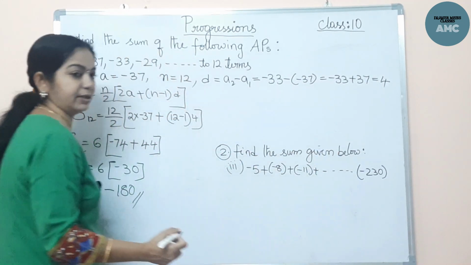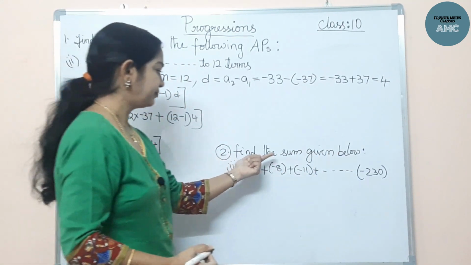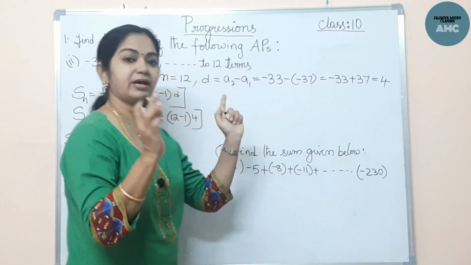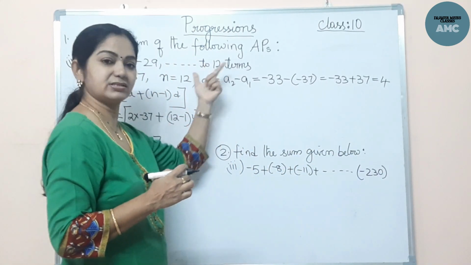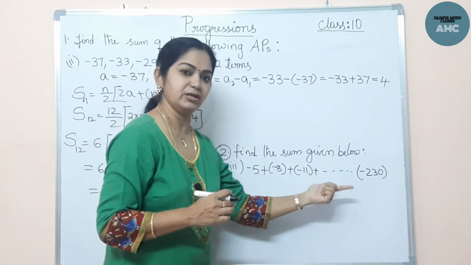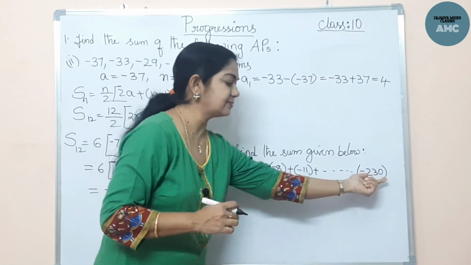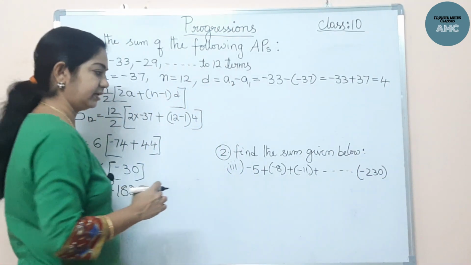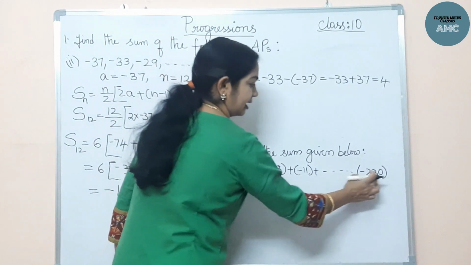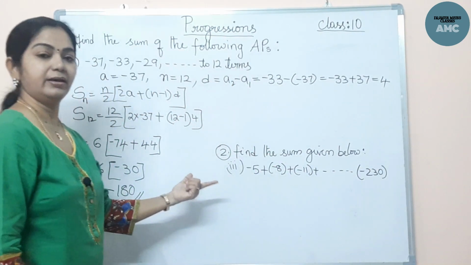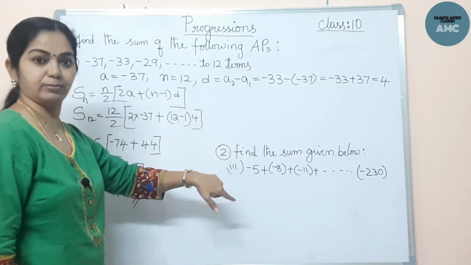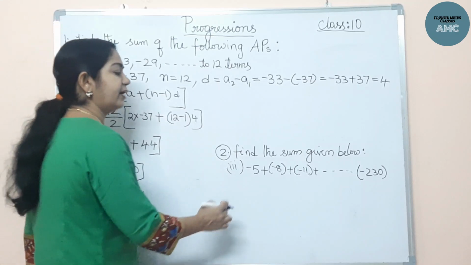Find the sum given below. Here it is not given how many terms we have to add. For the first one, 12 terms were given, but here it's not given. But the last term is given here. Okay, the first term is there, the last term is there. You can simply apply the next formula, or else you can find out the n.